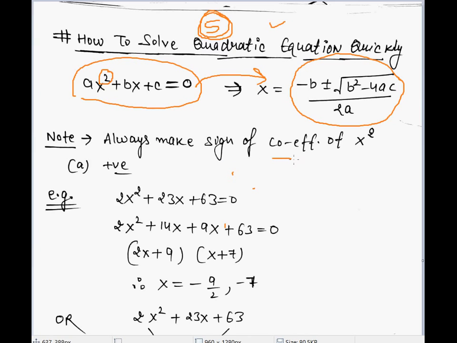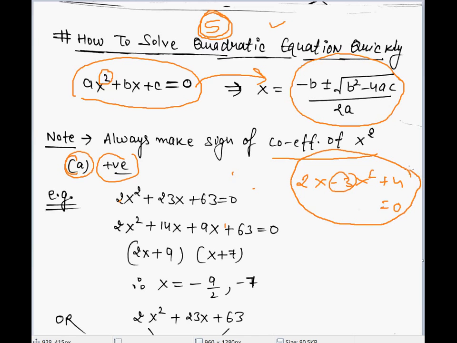Always make the coefficient of x square positive, meaning a must always be positive. Here a is positive, but if the equation is like this, 2x minus 3x square plus 4 is equal to 0, here a is negative. a is the coefficient of x square, so we must make it positive by multiplying the whole equation by minus. The first point is this: the coefficient of x square must be positive. After that, see, there is a method to solve this question.